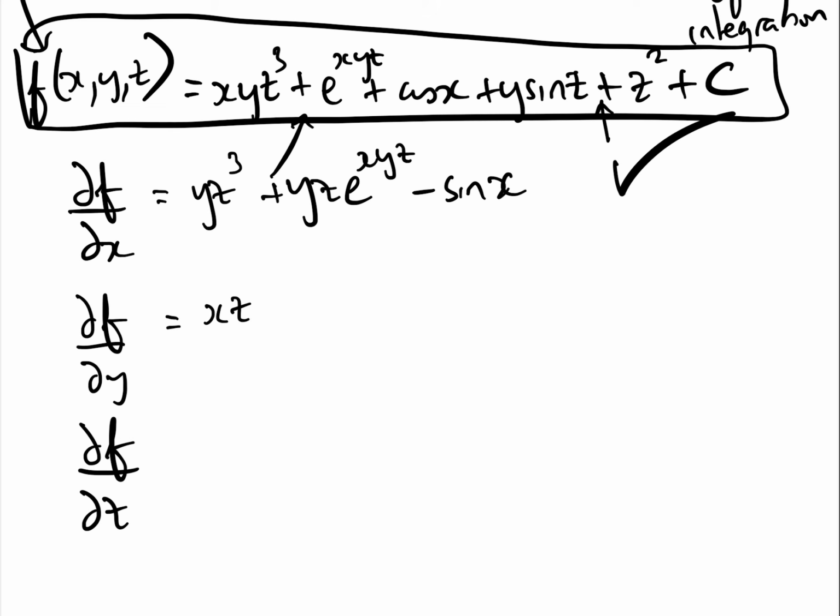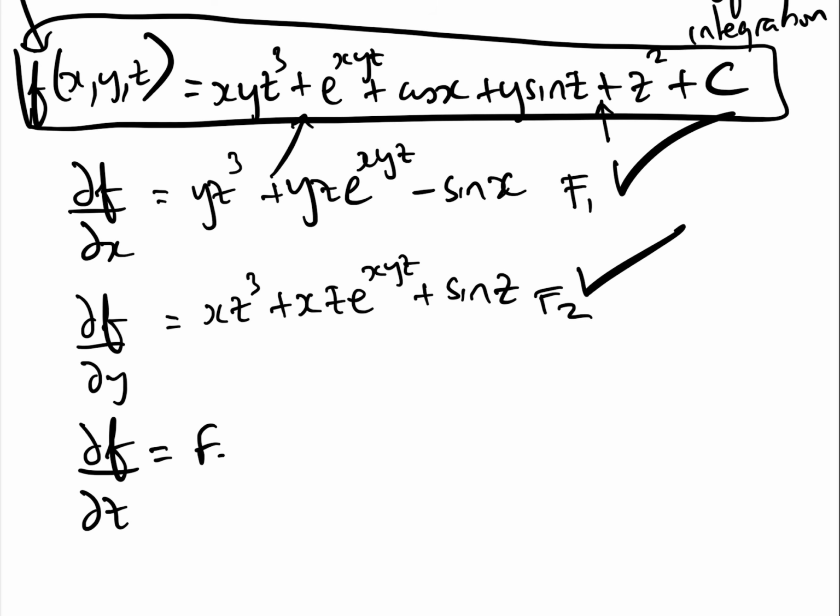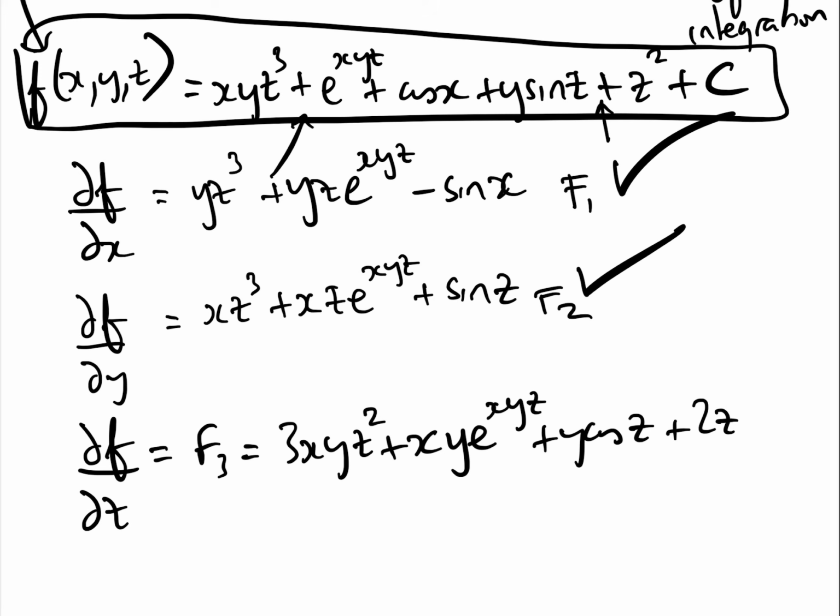And then df dy is xz cubed add xz e to the xyz add sine z, and that agrees with our vector f as well. So that's f1 and that's f2, and this had better be equal to f3, and let's just differentiate it there, that'll be 3xyz squared, add xy e to the xyz, add y cos z, add 2z, and that agrees with f3. So we've checked that we do now have our scalar potential function.